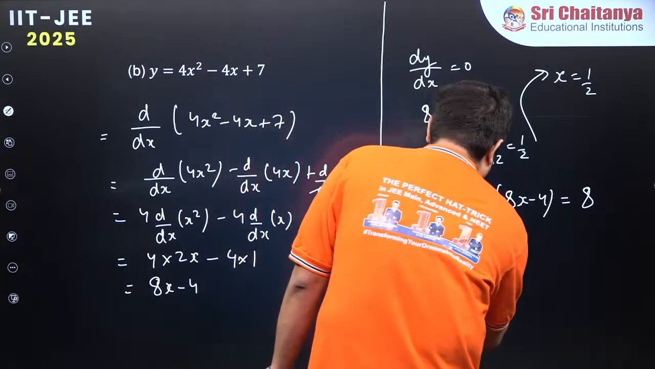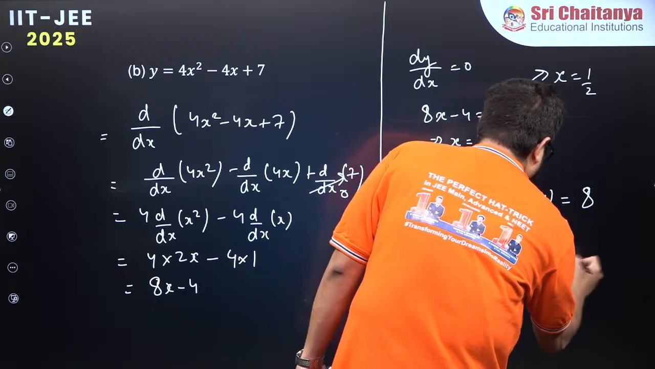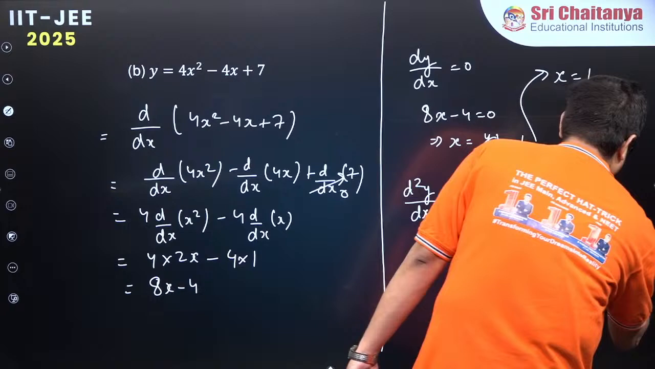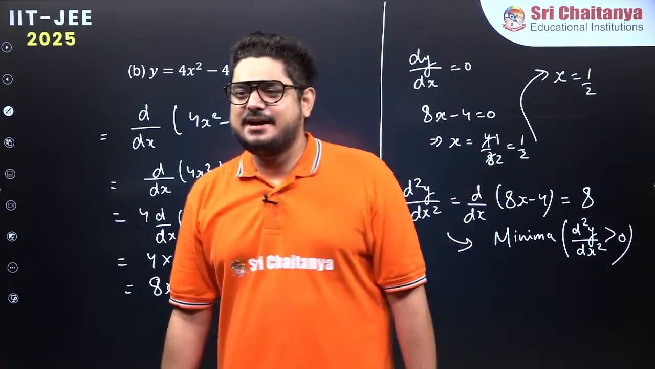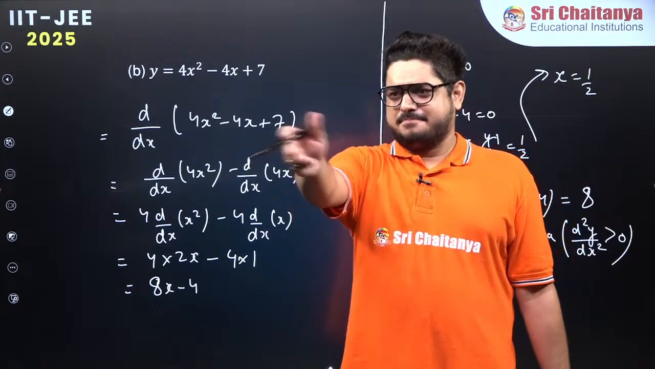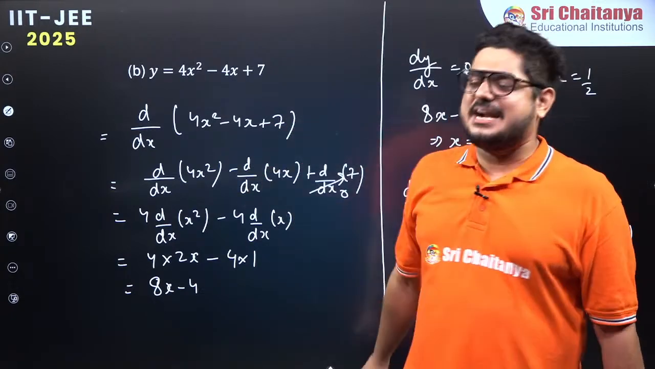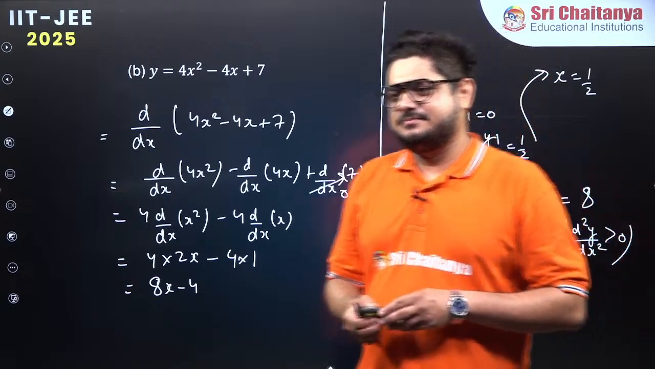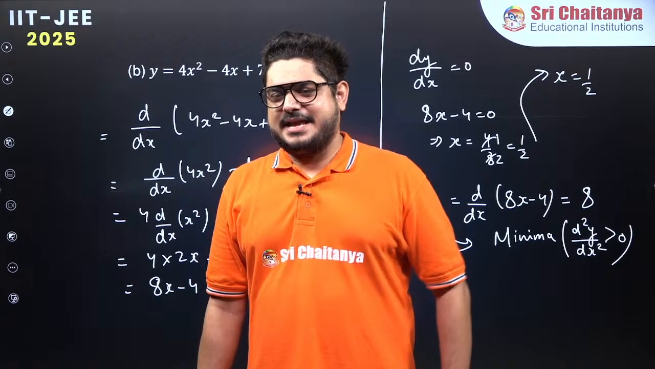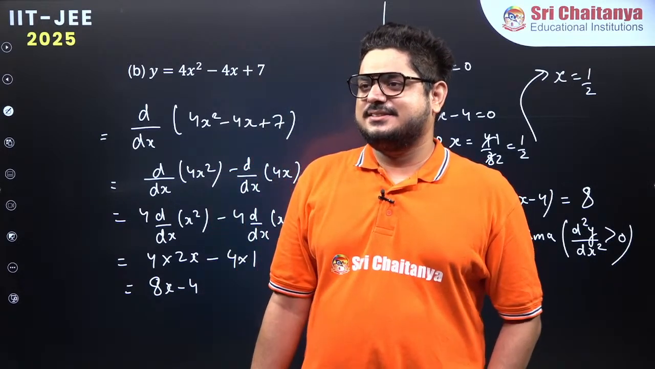So as a result, what can I expect? Minima, isn't it? As d2y by dx2 is greater than 0, we are going to get a minima. Okay. So now can you tell me the minimum value? Can you write down the minimum value in the chat box? Please do write down the minimum value. Try to solve this. Yes, correct.